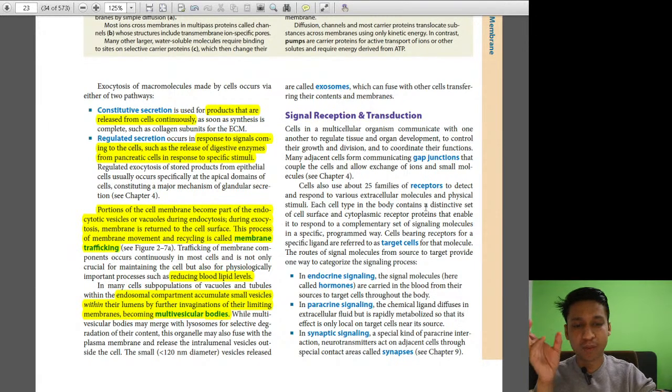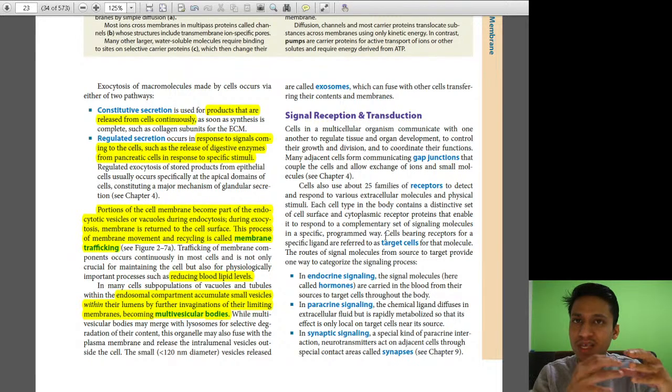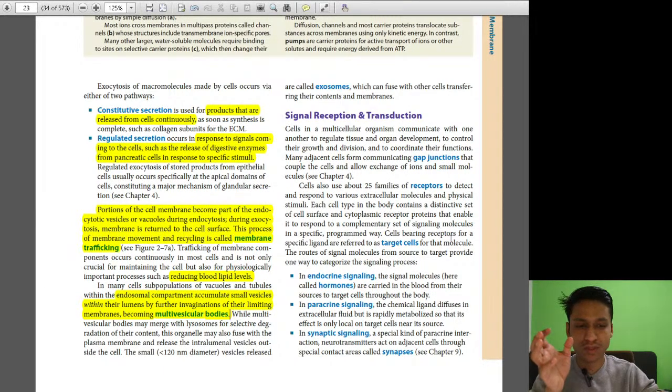Each cell type in the body contains a distinctive set of cell surfaces and cytoplasmic receptor proteins that enables it to respond to a complementary set of signaling molecules in a specific programmed way. So these receptors are specialized. There are 25 families altogether of these receptors, but each cell has its own types of receptors that is required for its particular function, and they are very selective and very specific, and they react to very specific ligand, and they work in a programmed way. So cells bearing receptors for a specific ligand are referred to as target cells of that molecule.